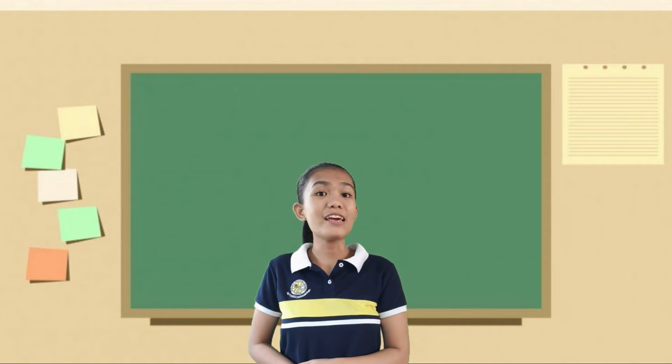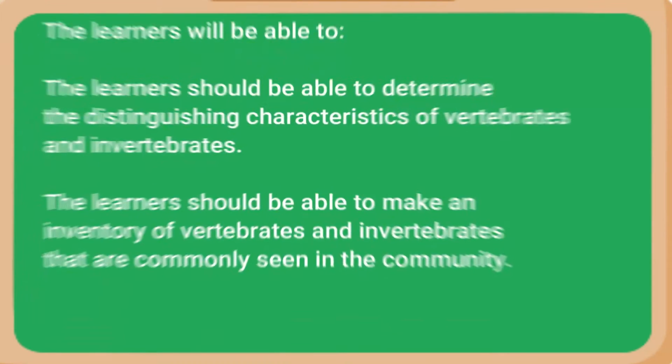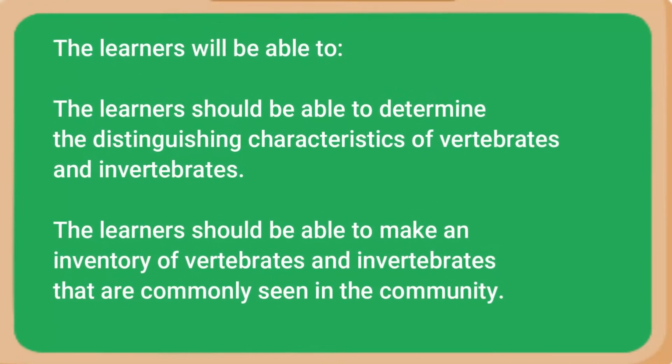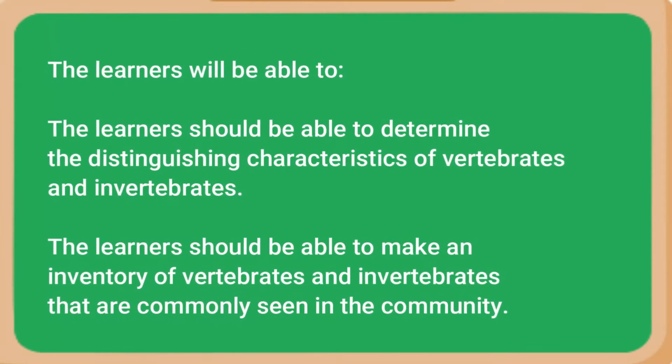But before that, here are our learning objectives for this day. At the end of the lesson, the learners will be able to determine the distinguishing characteristics of vertebrates and invertebrate animals. Be able to make an inventory of vertebrates and invertebrates that are commonly seen in the community.